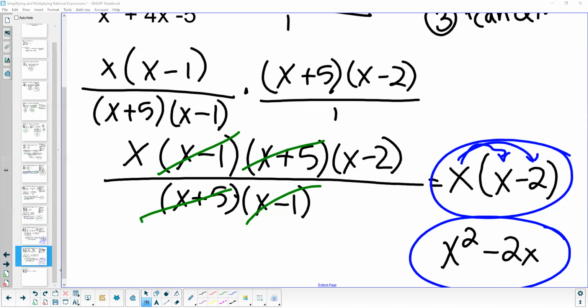rational expressions. In the next video, we will be discussing how we can divide rational functions as well. And it's going to be very similar to multiplying.